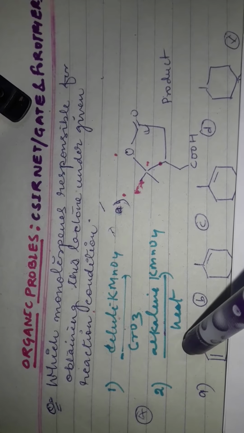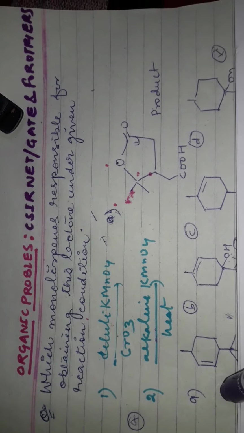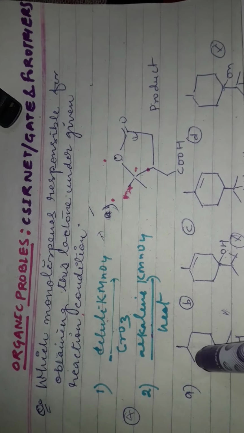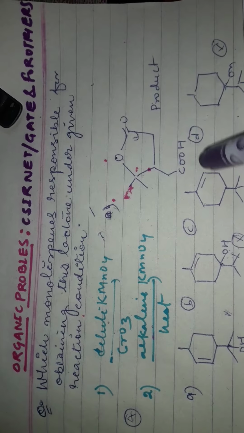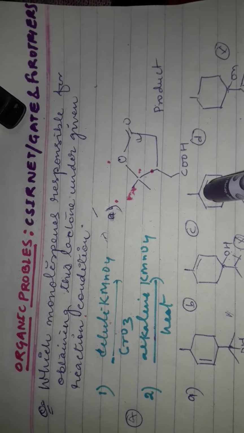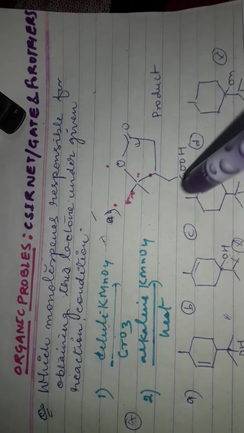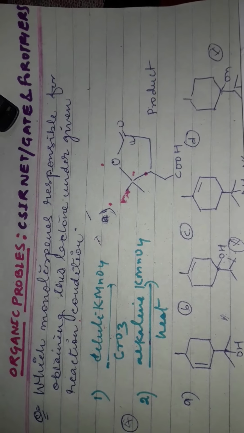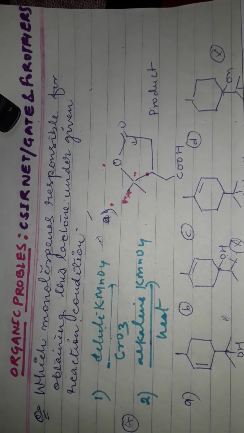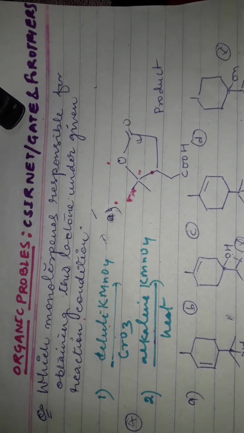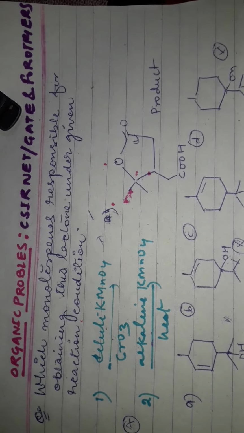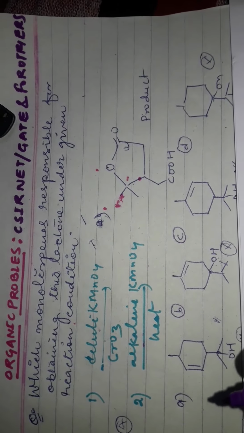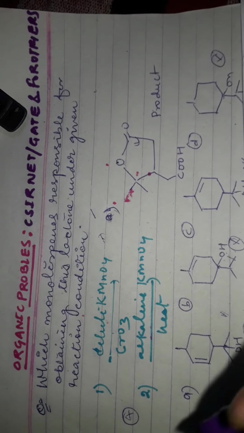So they have given four options here. These are terpenes, and you should select one of the four. So how will you select? First of all, you should know about the reagents mentioned here, and the properties of those reagents, by which you can get the monoterpene which is selected as the starting material here.